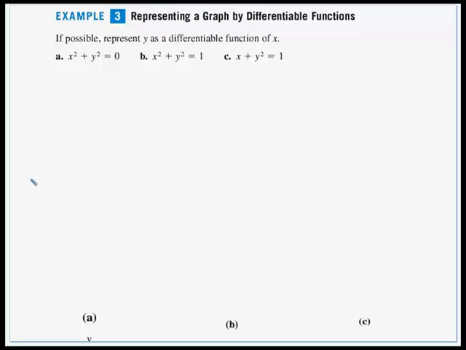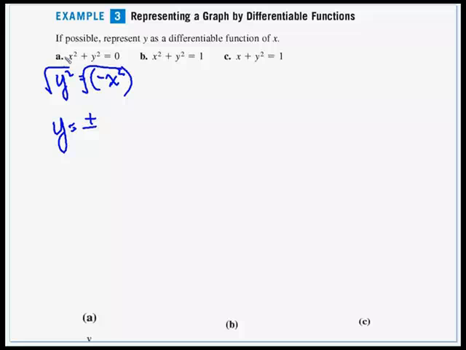Example 3, representing a graph by differentiable functions. If possible, represent y as a differentiable function of x. So let's see here. Can we just solve this for y? Well, we could move the x squared to the other side. It becomes negative. Negative x squared is a quantity, and then we would square root both sides, so we would have y equals, because we square root both sides, a plus or minus. And that's going to mean it's not differentiable.